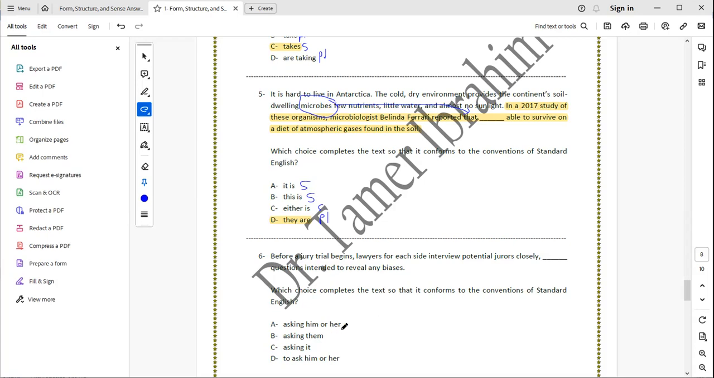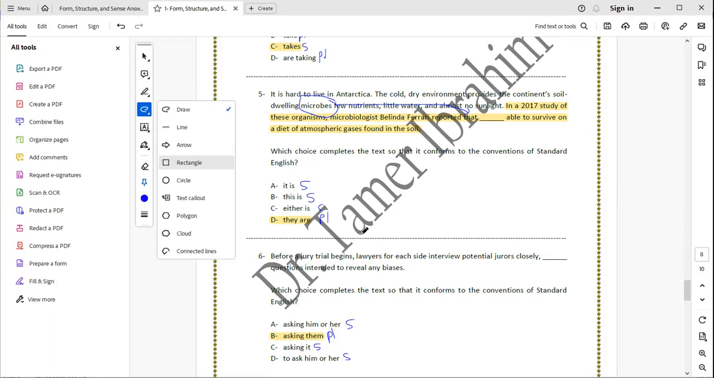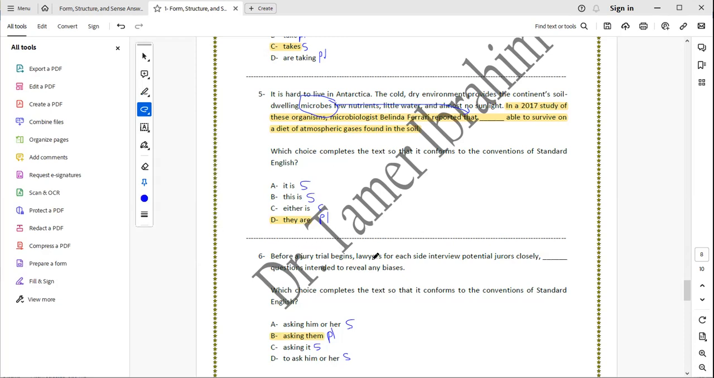Him or her singular. Them plural. It singular. Him or her singular. So I'm gonna take the plural. It singular. Him, her singular. I'm dealing with elimination for him with singular or plural only. So let's find out if I'm right or wrong. So here, before a jury trial begins.